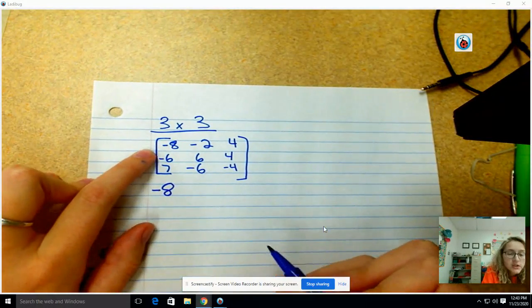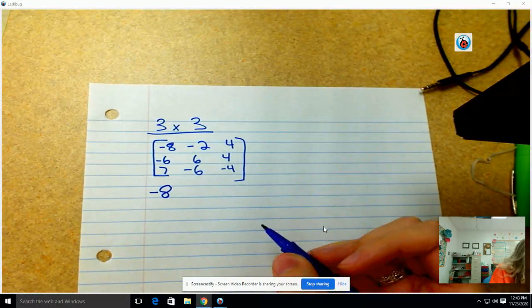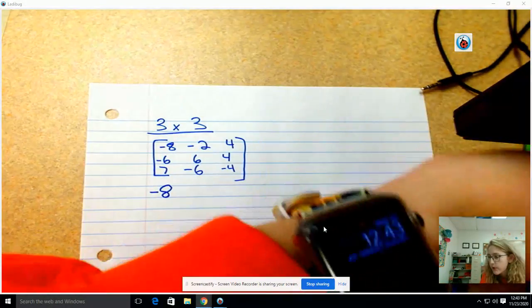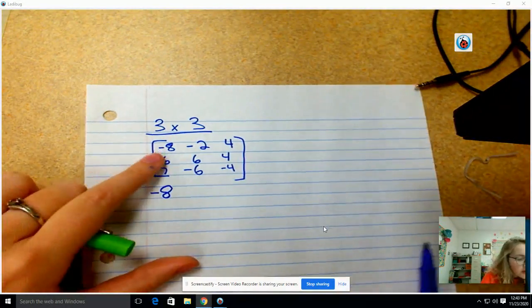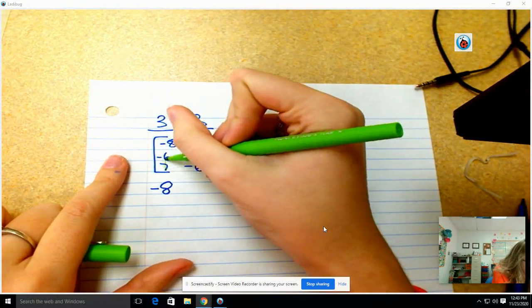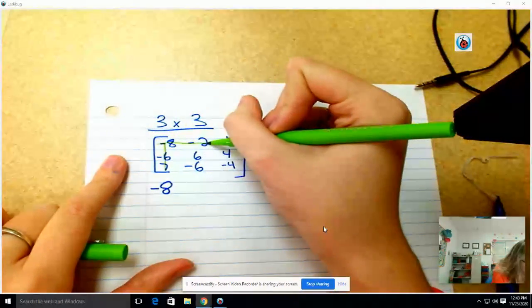We're going to have to multiply that by, well, hang on, let me get some colored markers. So you're going to pull out that -8, and then essentially you're going to want to cross out this row and this column.